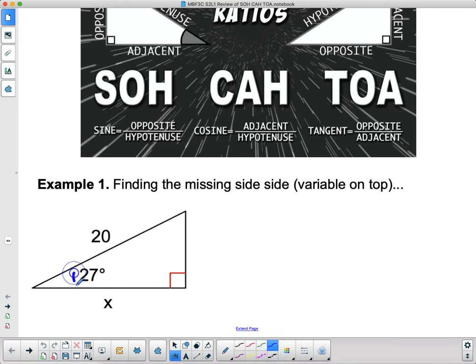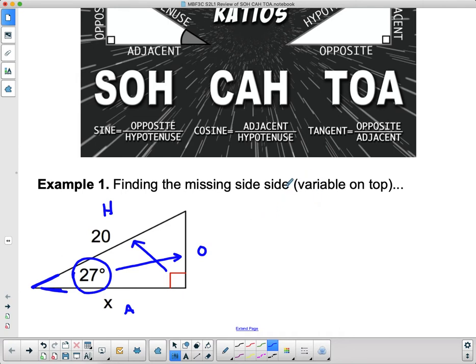Remember, when we do this, the first thing we're going to do is circle the angle that we're given, and then we're going to label the sides. So we have in this triangle, this is the opposite side because it's directly across the triangle from that angle that we're using. This is the adjacent side because it actually makes up part of the angle we're using, and the other side that makes up part of the angle we're using is the hypotenuse, and we know it's the hypotenuse because it's directly across the triangle from the right angle.